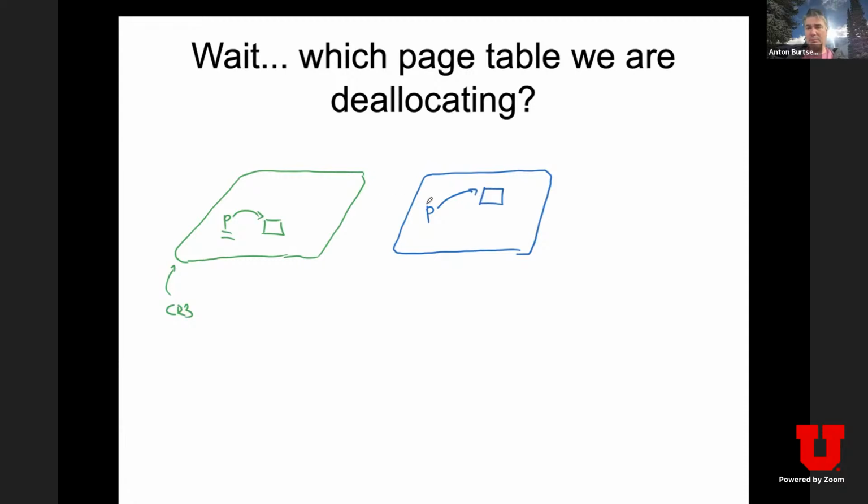Because the hardware will just verbatim take the value of this pointer and split it into 10, 10, and 12 bits, right? And what it means is that, roughly speaking, it will be pointing somewhere here, and you will suddenly override the memory of the green address space, right? But that's not your intention.